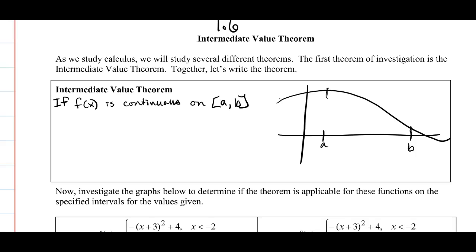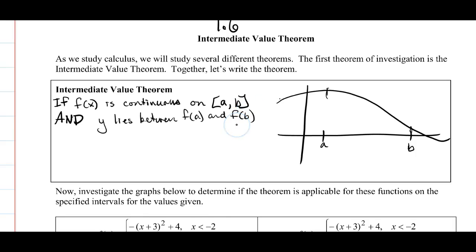If my function is continuous on A to B, and I'm going to write this nice and big, and so also, it must be both, f of A is less than y is less than f of B. And this is what our notes say. I like to write this a little bit differently. I like to say y lies between f of A and f of B.